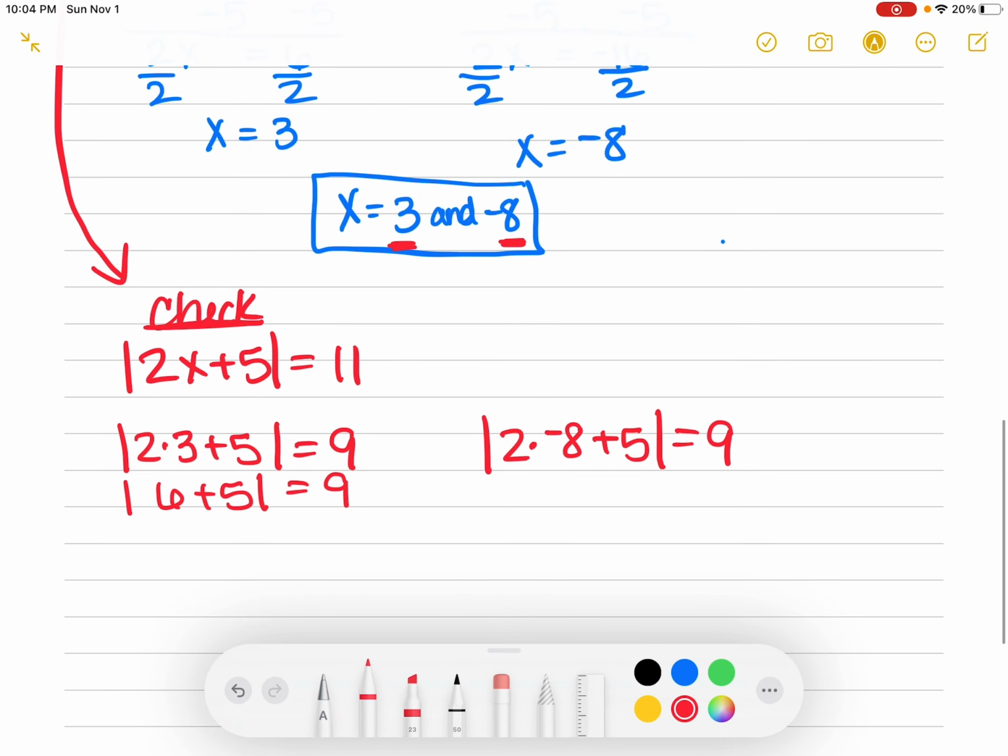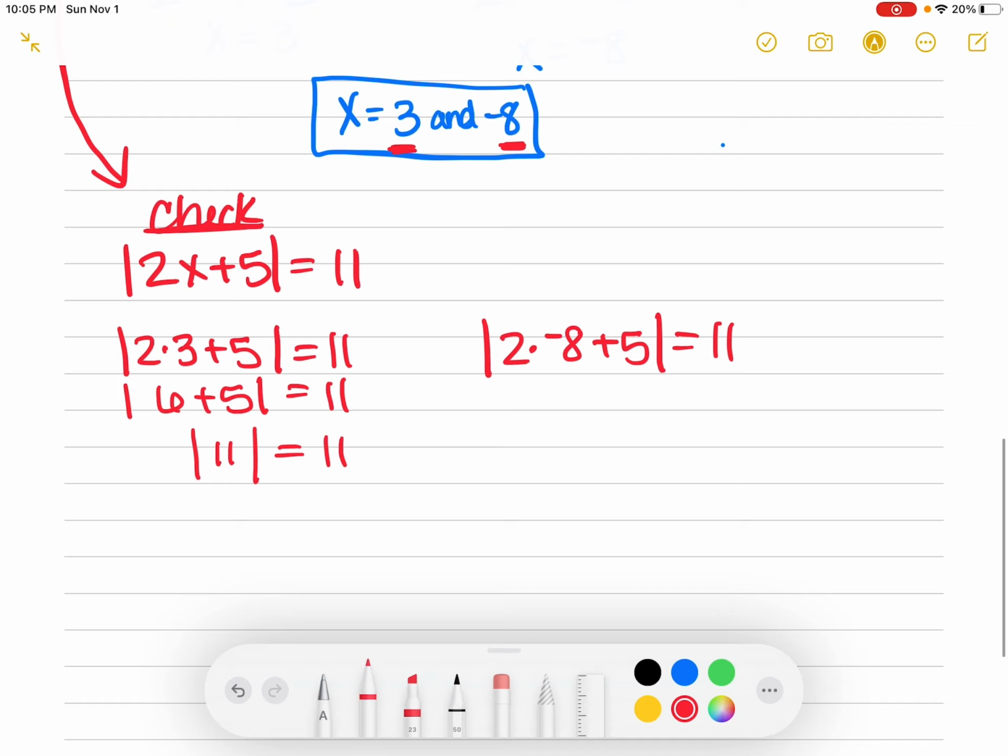Oh, I'm sorry. I was trying to figure out what I did wrong. This is not equals 9. I don't know why I wrote that on that side. Okay, it's 11, equals 11. So what is the absolute value of 11? It's just 11. So my check works on that one.